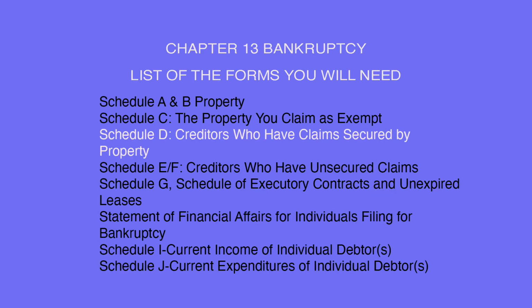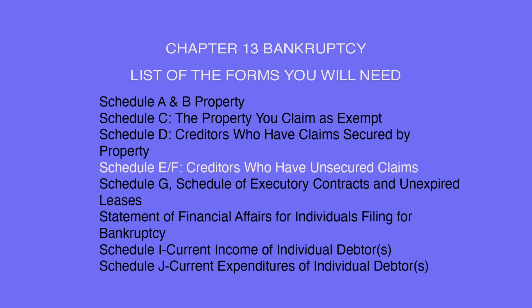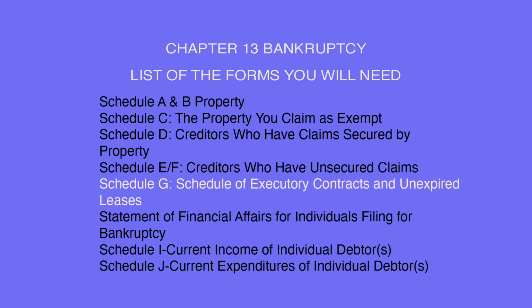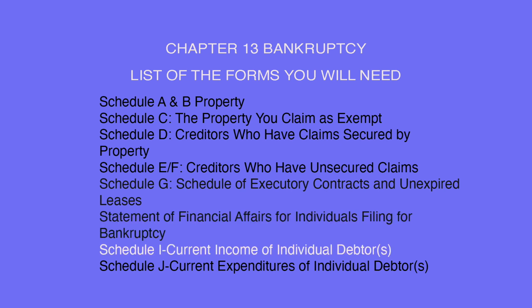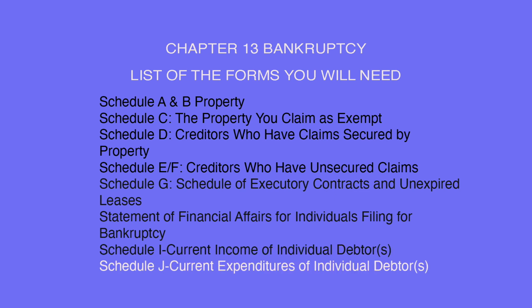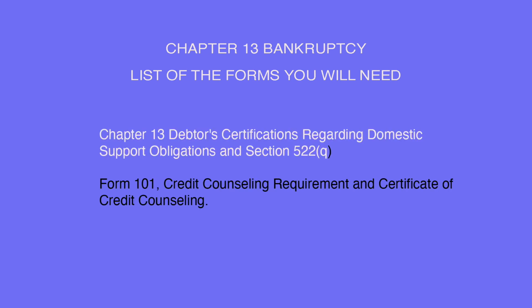Schedule D, creditors who have claims secured by property. Schedule E/F, creditors who have unsecured claims. Schedule G, schedule of executory contracts and unexpired leases. Statement of financial affairs for individuals filing for bankruptcy. Schedule I, current income of individual debtor or debtors. Schedule J, current expenditures of individual debtor. Chapter 13, debtor's certifications regarding domestic support obligations and Section 522(q).